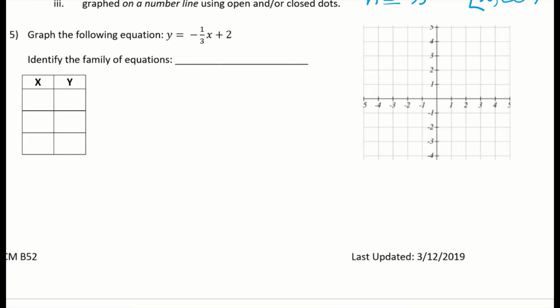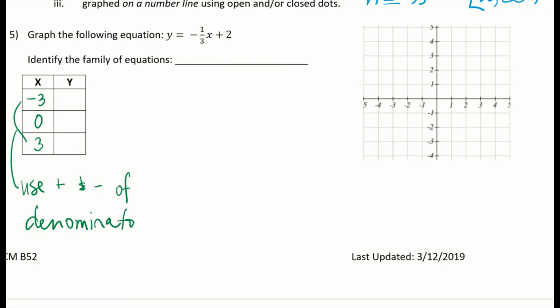Here I have this graph. So remember, y equals mx plus b, or you can use plugging in numbers. So I'm going to use negative 3, 0, and 3. You always want to use 0, and then you want to use the positive and negative of the denominator for the other two values. You're going to plug those into the equation. So y equals negative 1/3 times negative 3 plus 2. So I get 1 plus 2, and that's 3.